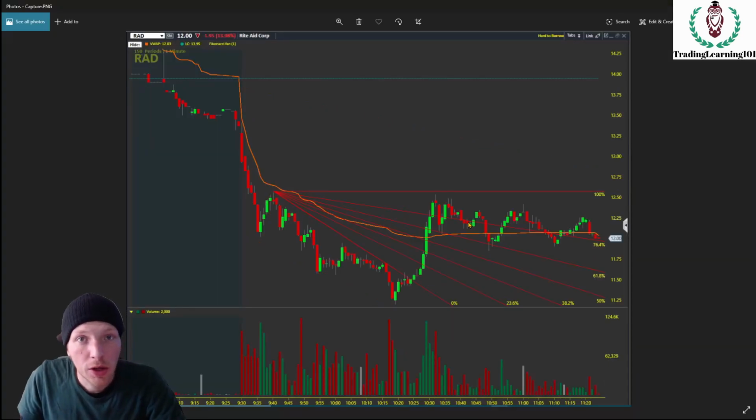Now I'm going to show you a couple examples of how I like to use Fibonacci fans. This is a strategy that I've totally come up with on my own and I like using, so I thought I'd share it with you guys.